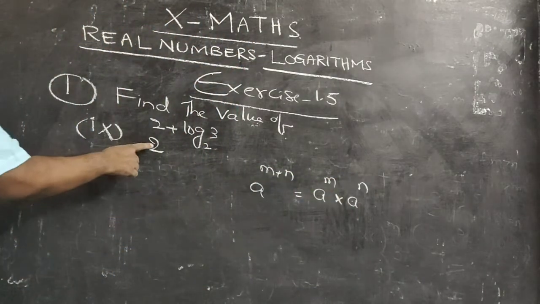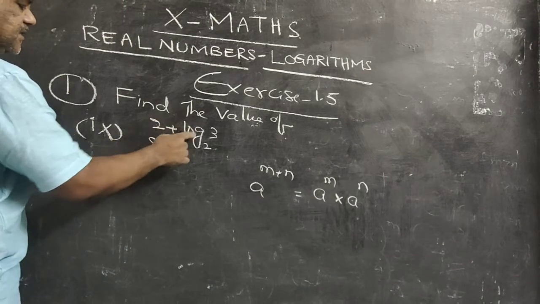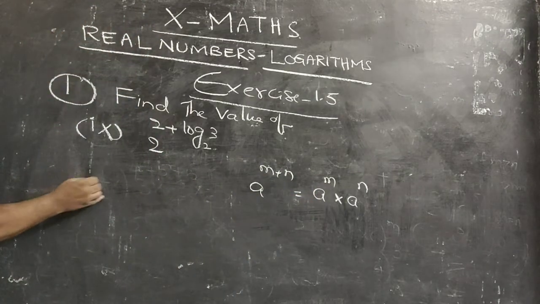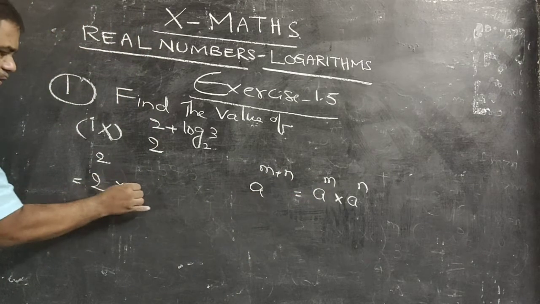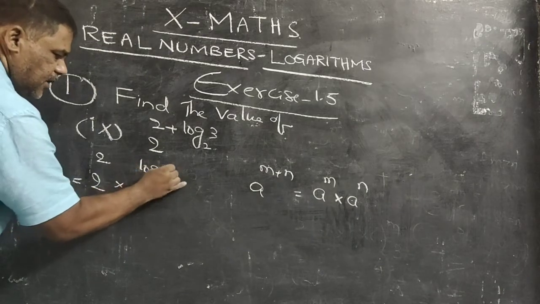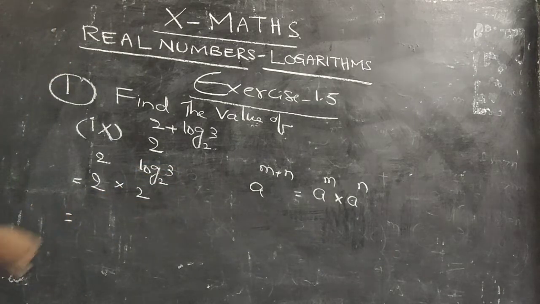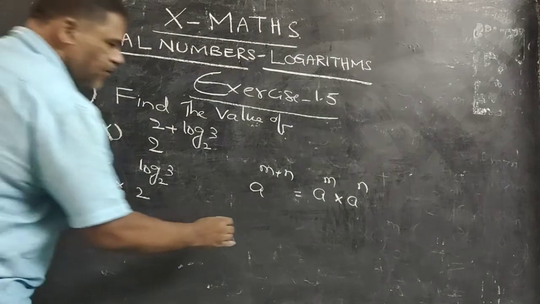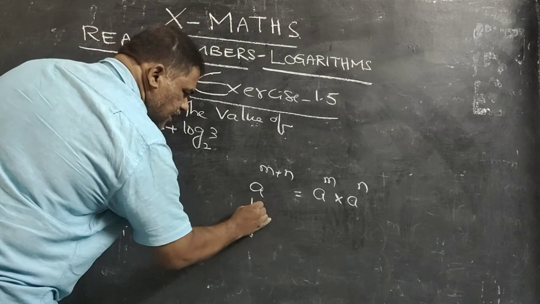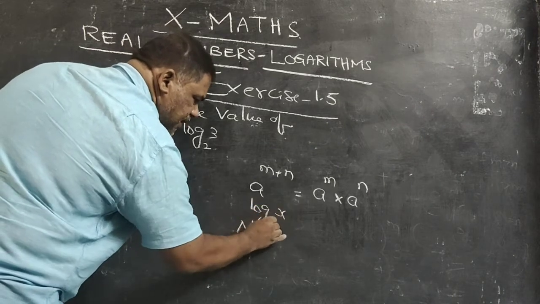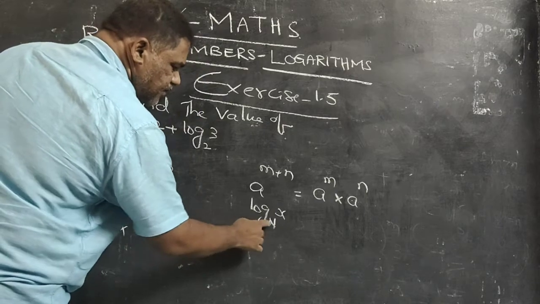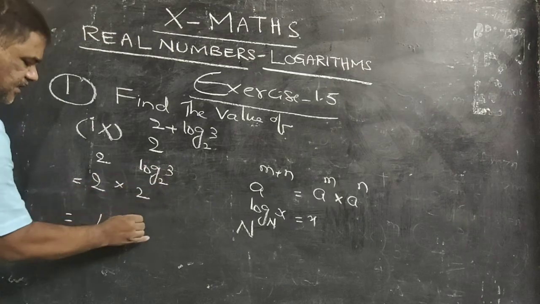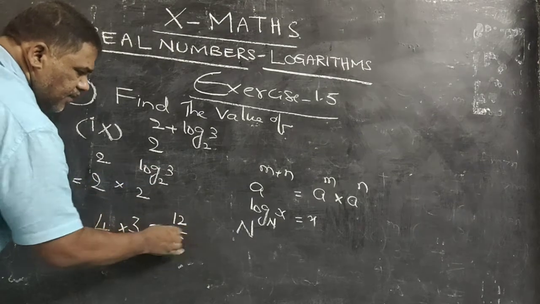So it is in the form of a to the power m plus n. This is m, this is n. So a to the power m plus n is a to the power m into a to the power n. So it will become 2 to the power 2 into 2 to the power log 3 base 2. Now 2 to the power 2, 2 into 2, that is 4. Now this is in the form of one formula, that is n to the power log x base n. If these two are same, then the answer is x. If these two are same, then the answer is 3. 4 into 3 is 12.